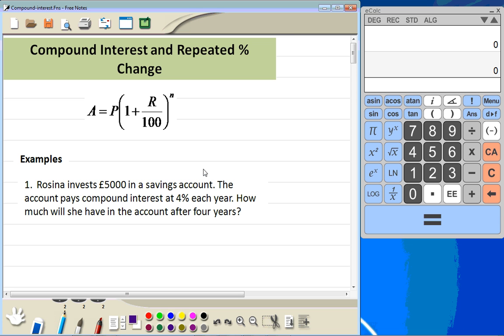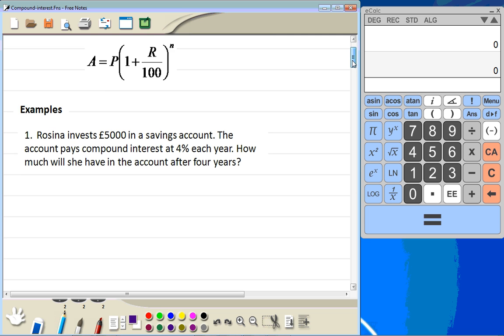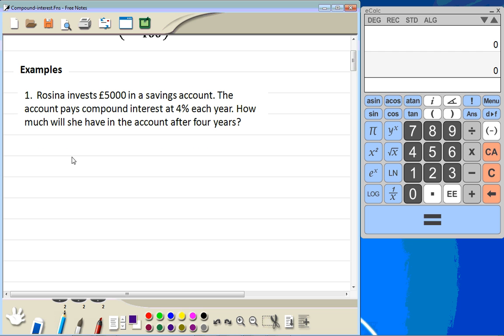Compound interest, this is the formula we're going to use. The amount at the end is going to be principal times 1 plus interest rate divided by 100, then you raise to the power number of times you're going to compound it, and P is the amount you put in first. So we do this example by using this formula.